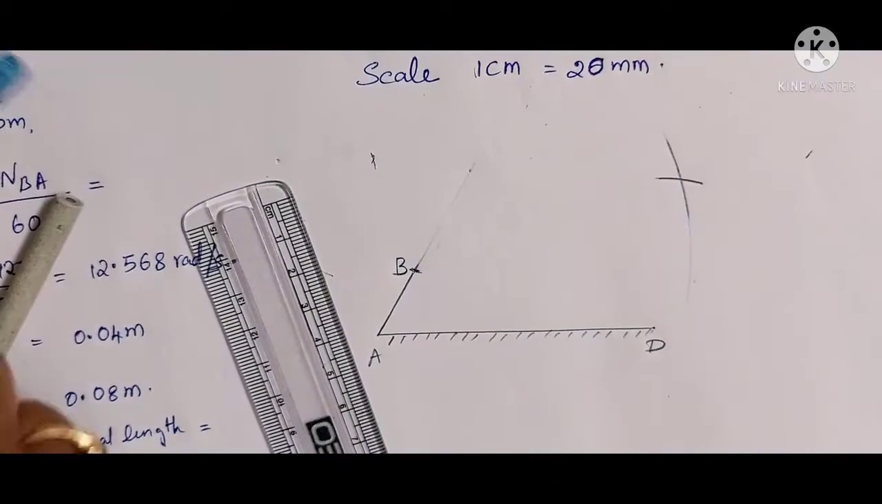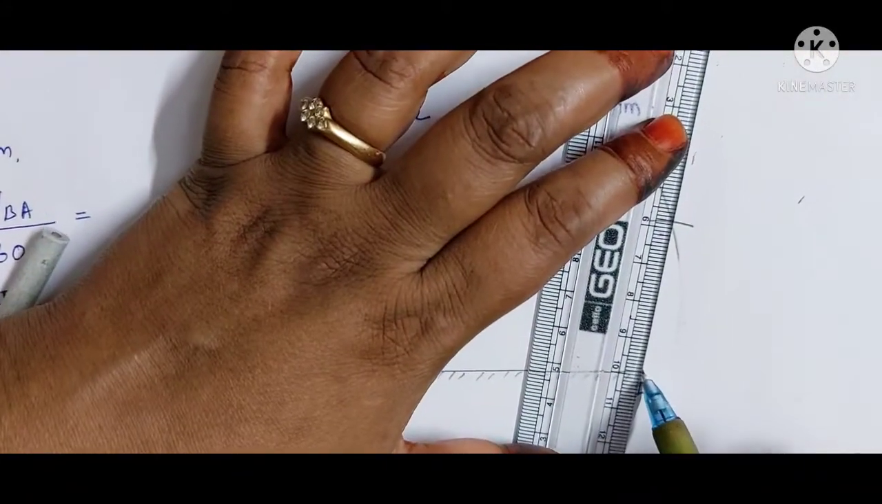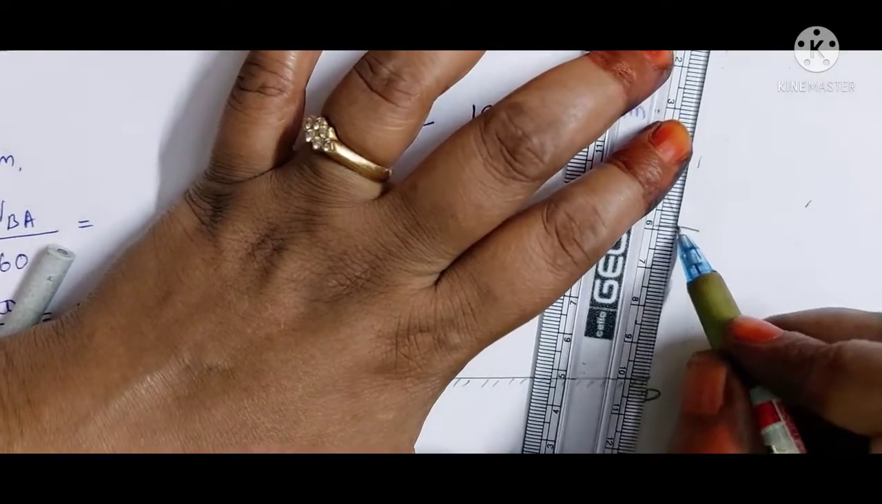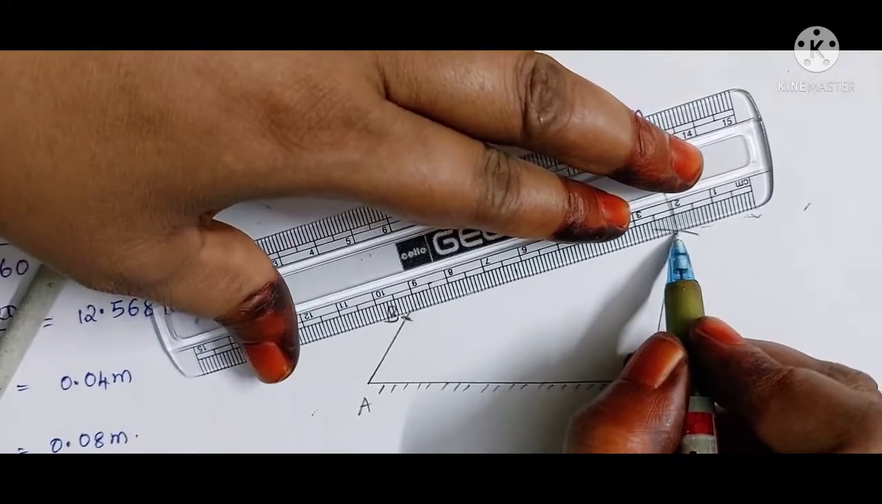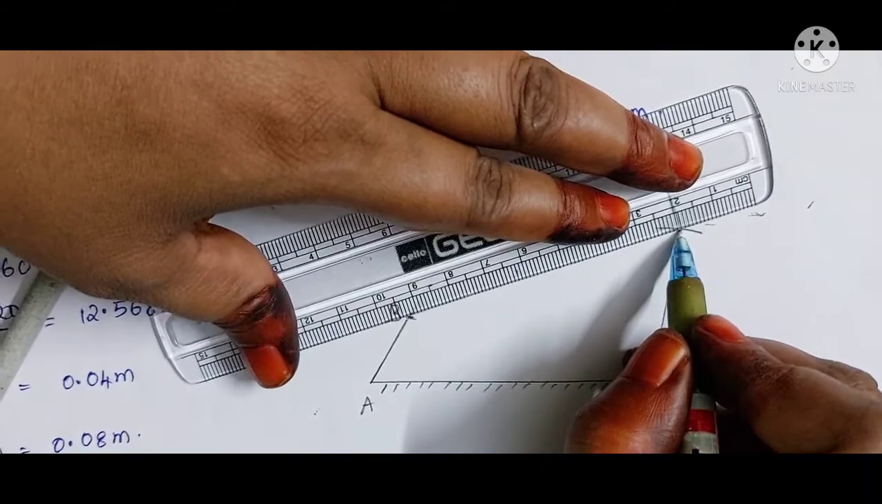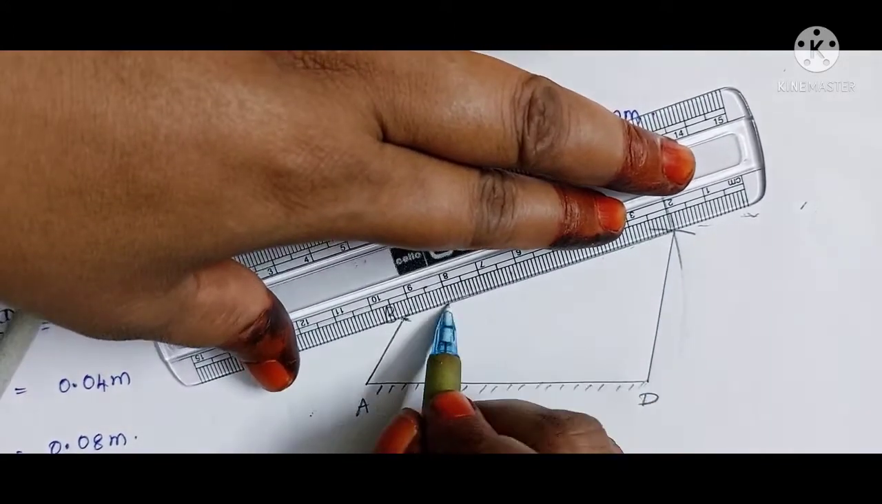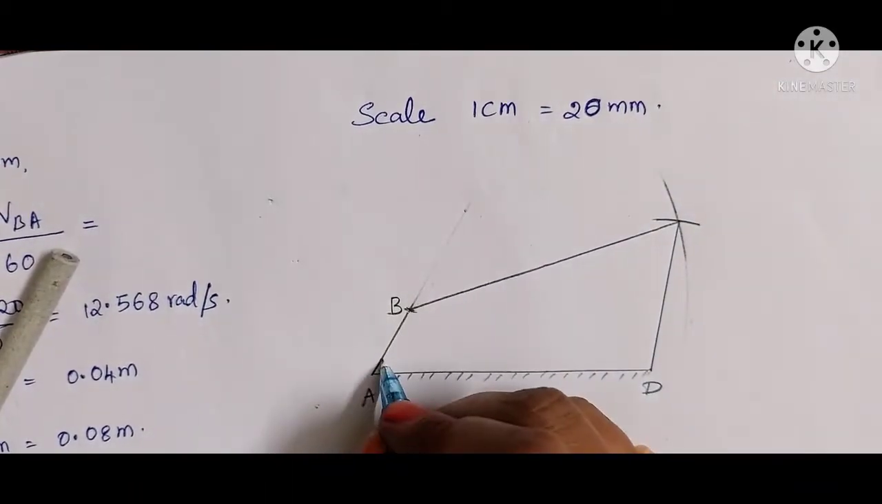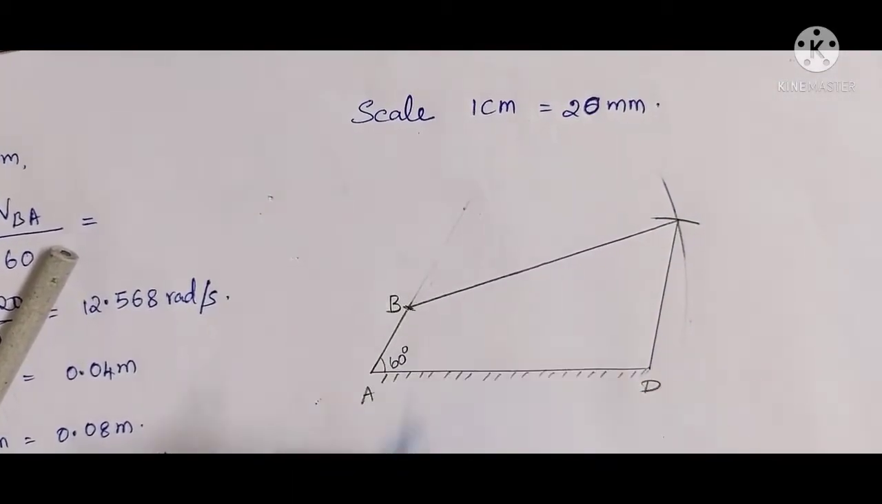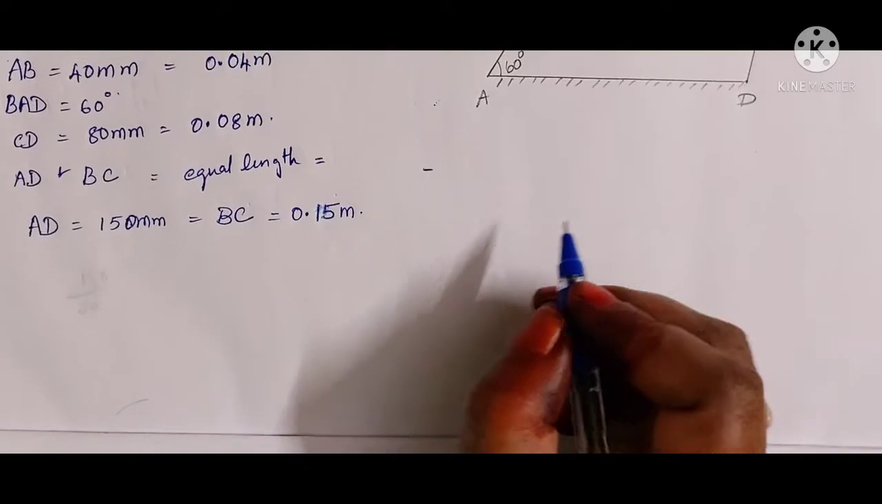Now join all the points together. You will get the 4-bar chain mechanism space diagram. This is usually called a space diagram, showing the links with respect to a particular scale. So this is the required space diagram. Finishing of the space diagram.